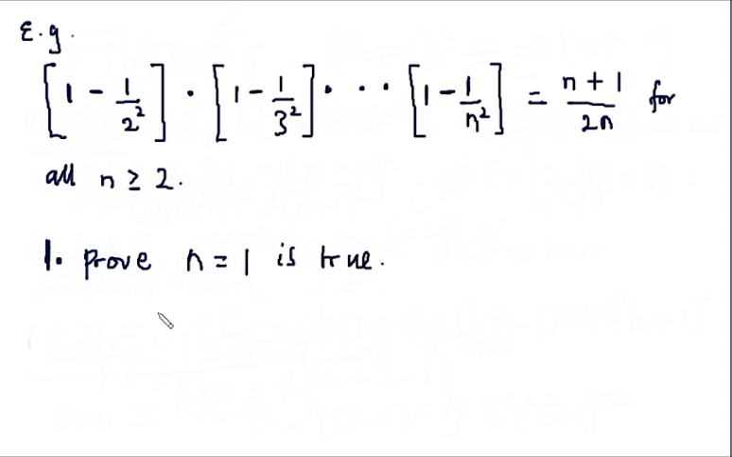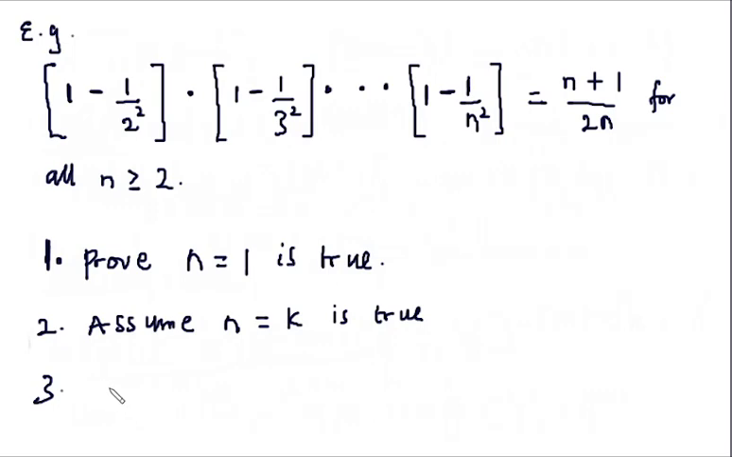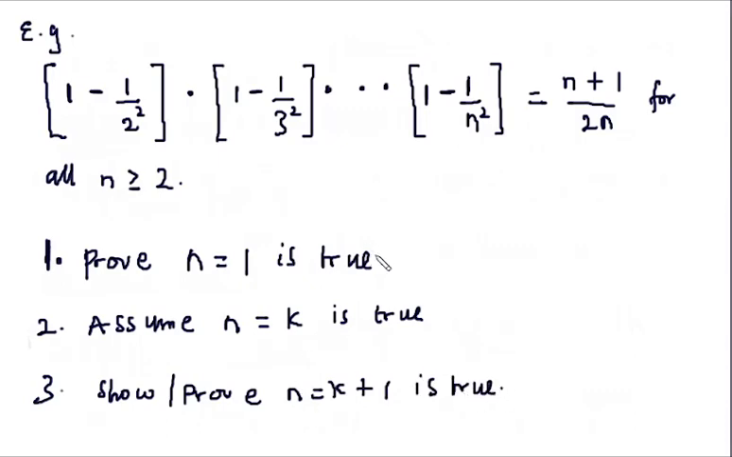For step 2, you need to assume that n is equal to k is true. Step 3, you need to show or prove that n is equal to k plus 1 is true. Okay, so if you can take a mathematical statement through these 3 steps, it can be verified by Principle of Mathematical Induction that the statement is true.